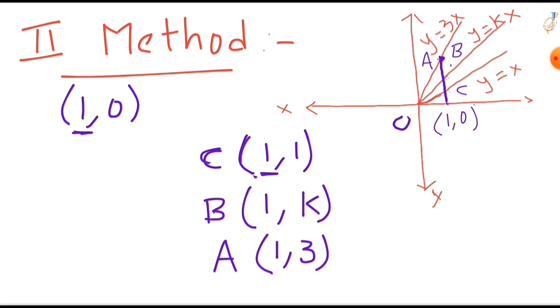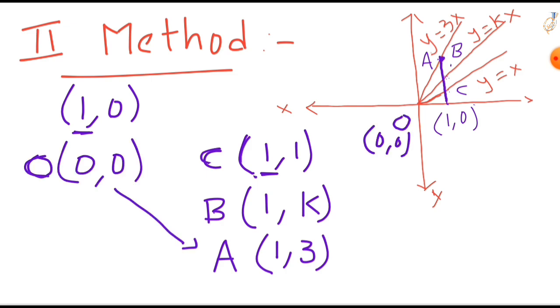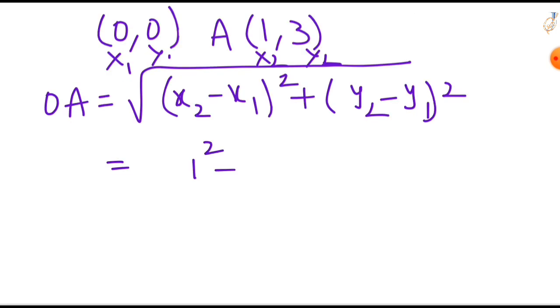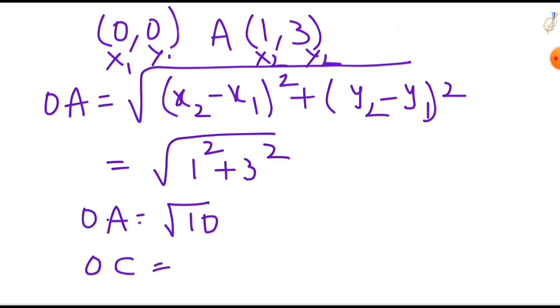And this is the center O. Using this center O and A point, we can find the distance OA using the distance formula. 1 square plus 3 square. So you will get OA distance is root 10. If you find OC, the C point is 1, 1, so you will get square root of 1 square plus 1 square, which is 2. So OC distance is root 2.